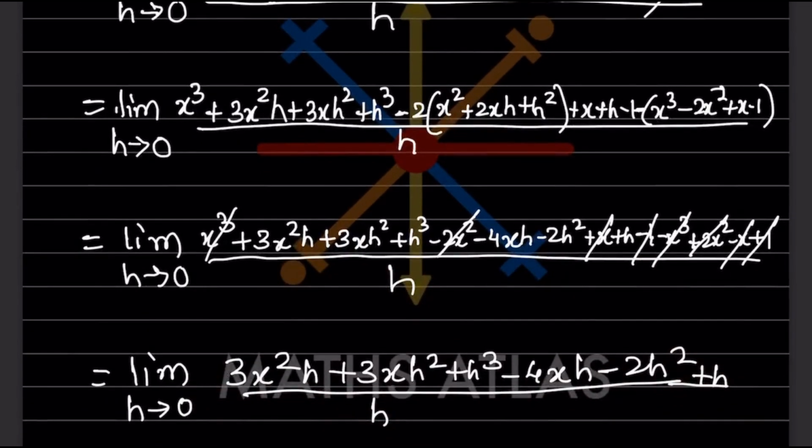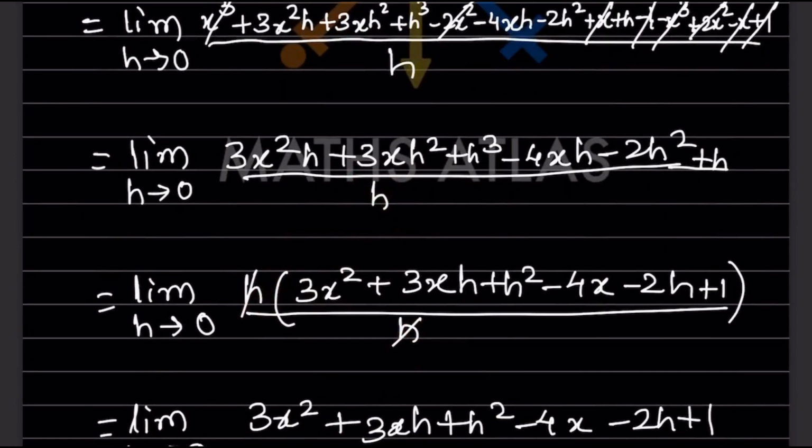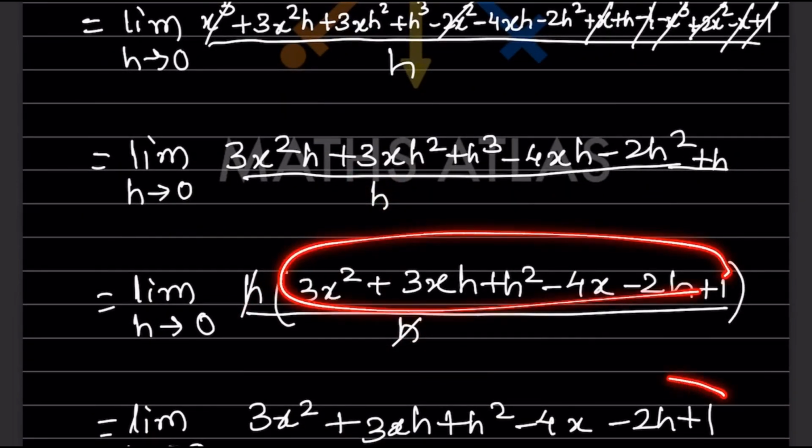So now what will you do from this? There are five terms, 1, 2, 3, 4, 5. From these 5 terms, what you can see is that h is common. So you'll write h here, and then whatever remains is in the bracket, divided by h. So this and this get cancelled because this is multiplication. So remaining is this part.